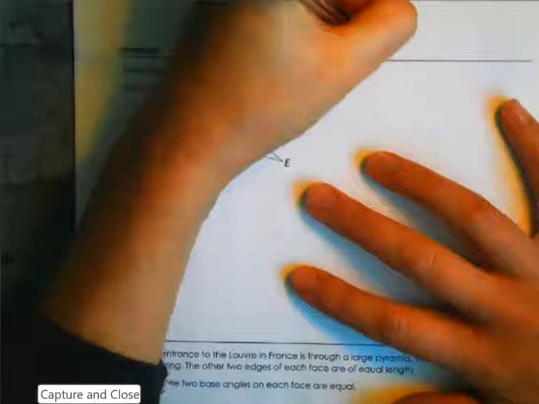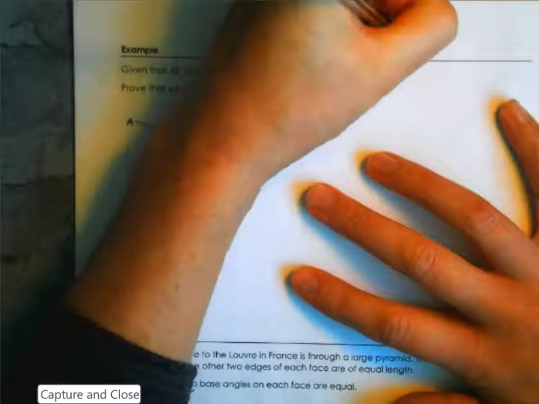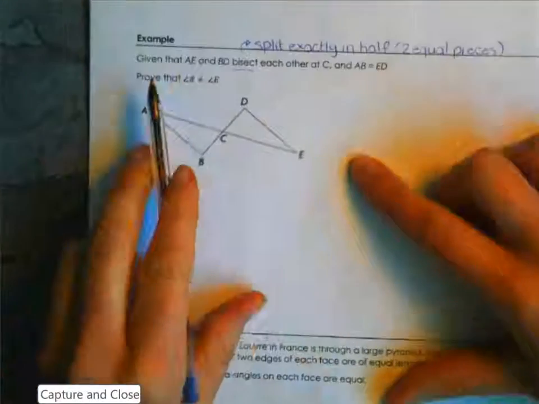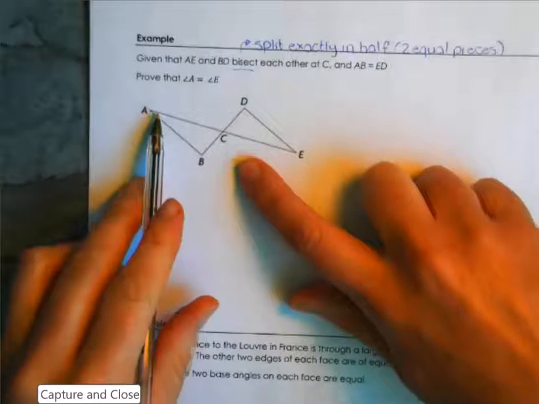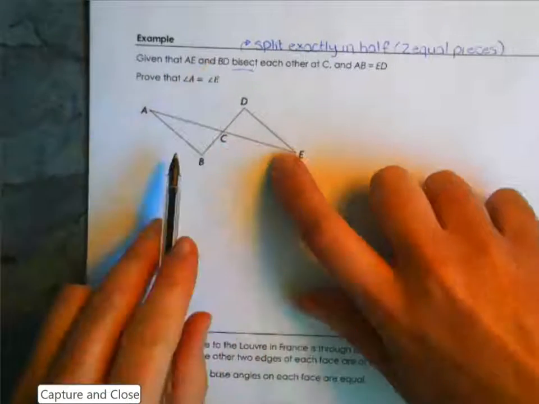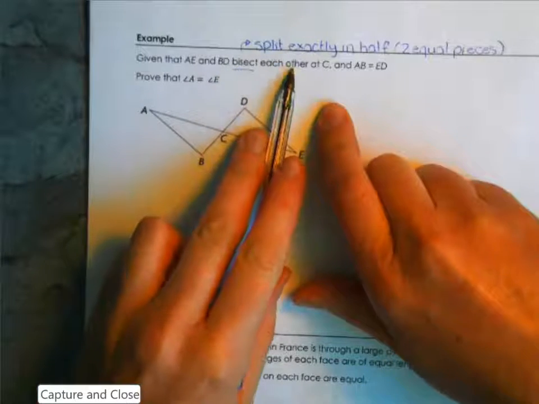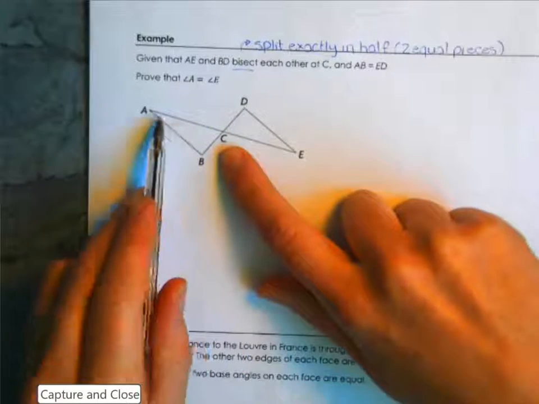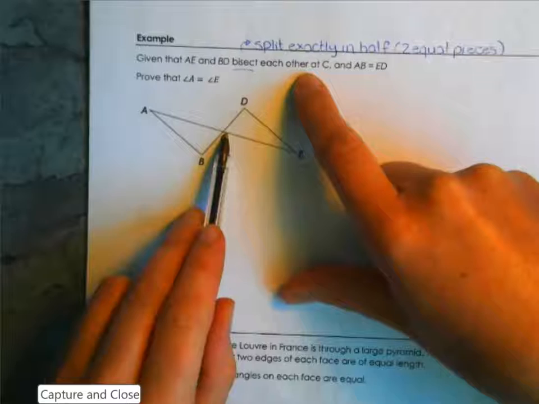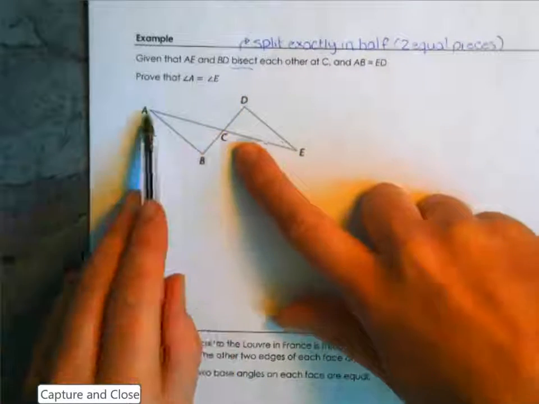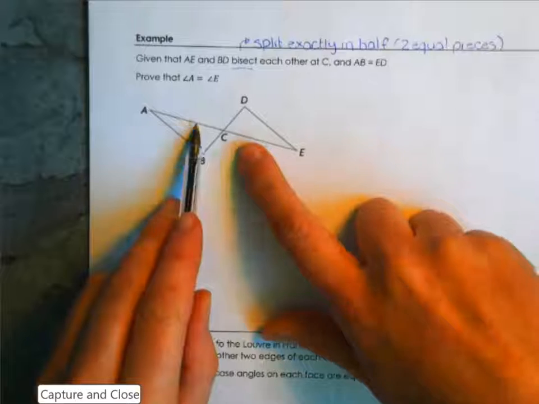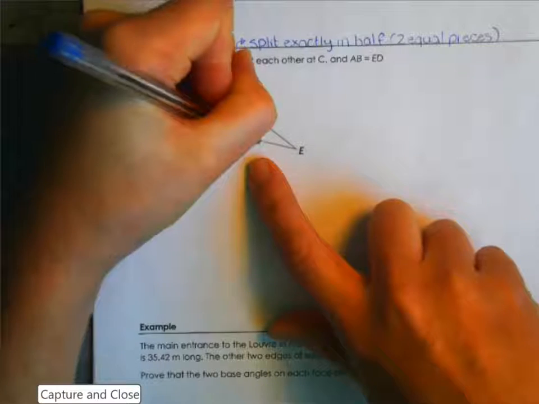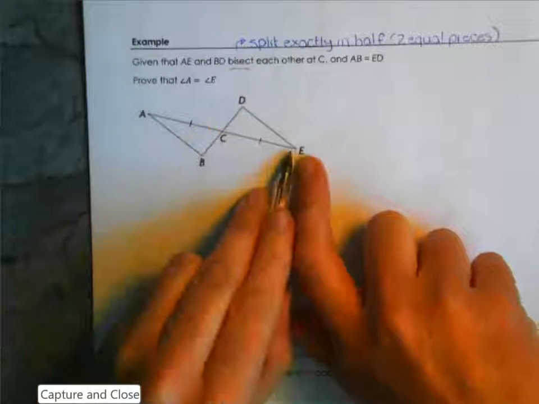Okay, so that means we have two equal pieces on either side. Okay, and so if we look at what that means, AE, right, so going from here to here, and BD bisect each other at point C. So that means they've cut each other exactly in half at point C. So AE is cut in half by BD, right? And if this whole line is cut exactly in half, what does that tell us about these two sections? Well, it tells us that they're equal. So we can start out by saying, okay, AC is going to be equal to CE.